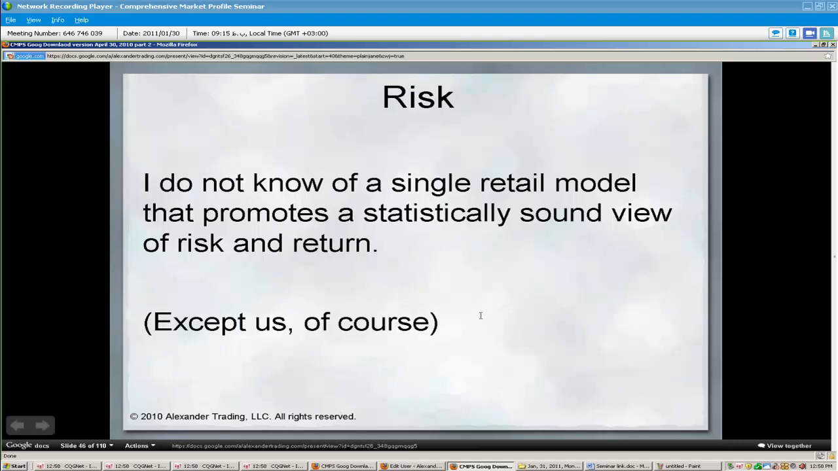Okay, this is also a truth. I do not know of a single retail model that promotes a statistically sound view of risk and return except us. Actually, there are a lot of institutions that don't promote a statistically sound view of risk and return.